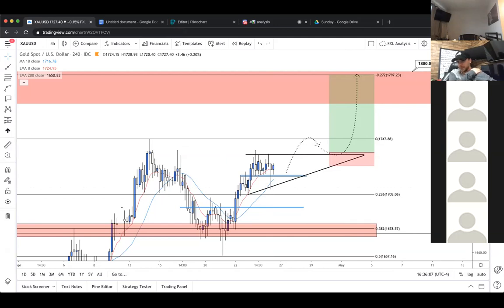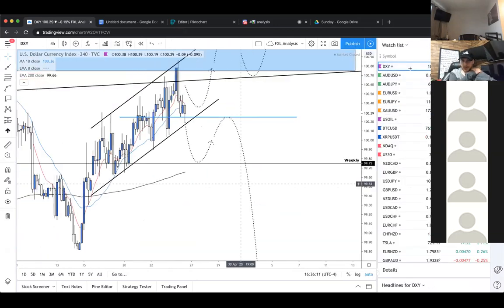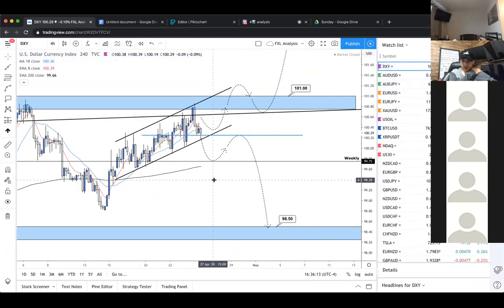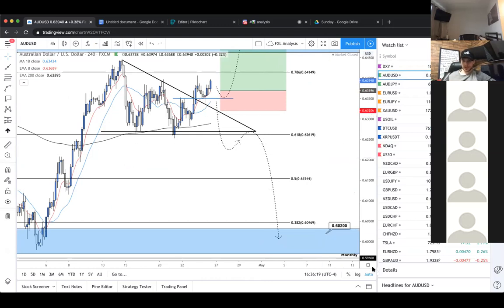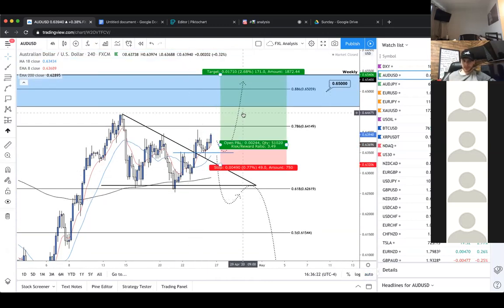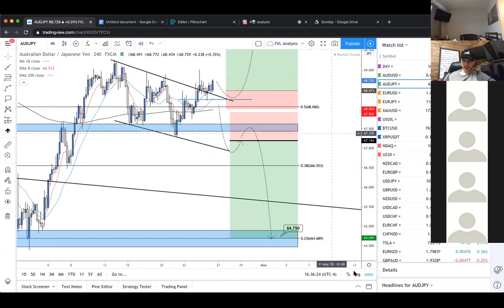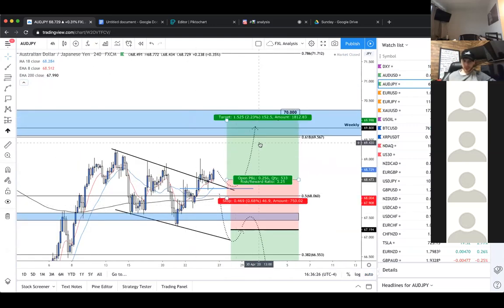So just to recap, we covered DXY, right? The preferred move is a fall out here. We want to see some bearish movement. AU, preferred move is bullish, right? That's our bias here, is bullish. Same with AJ. Our bias is bullish.